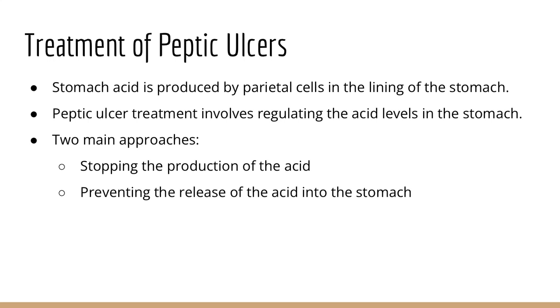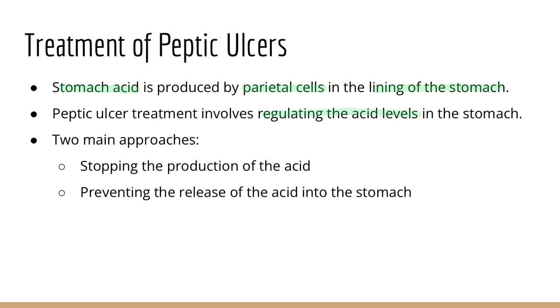In this video, we're going to take a look at some of the different treatments of peptic ulcers and how some of these medications work to reduce the acid or the release of acid into the stomach. Important to note here, stomach acid is produced by cells called parietal cells, and these are found in the lining of the stomach. The peptic ulcer treatment does involve regulating acid levels in the stomach.